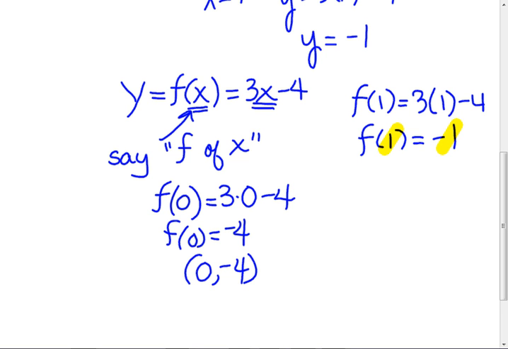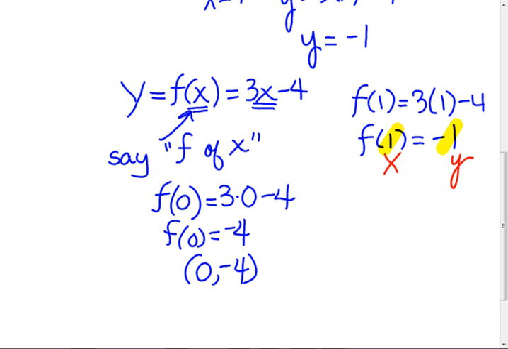It gives me the x. It gives me the y. It's just a notation to let me know what the input was. That's all it is. It's just a different way of saying y. That's it. It's just the y value.